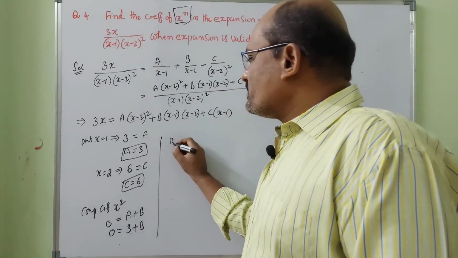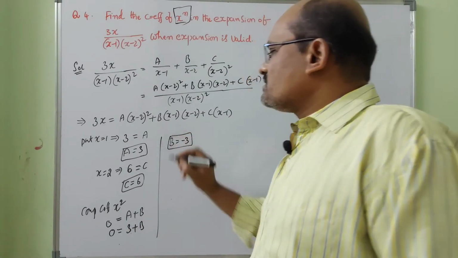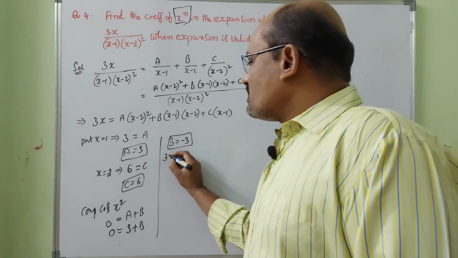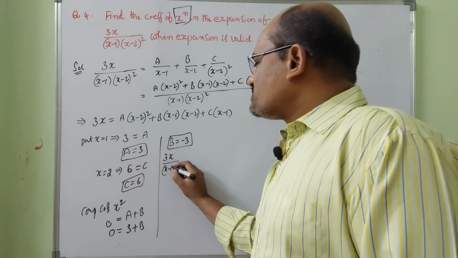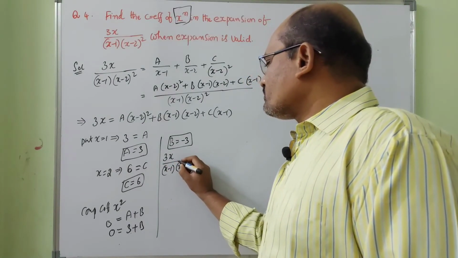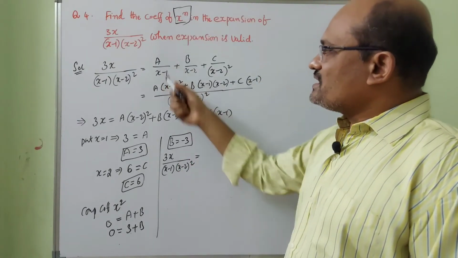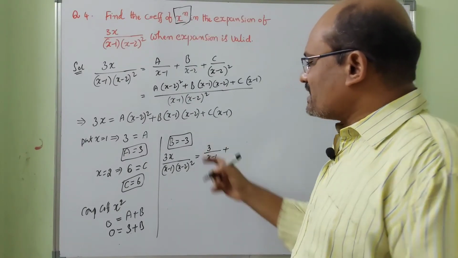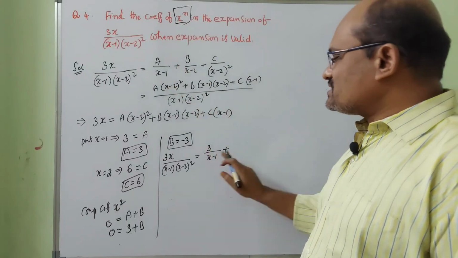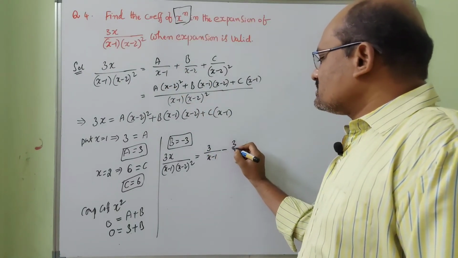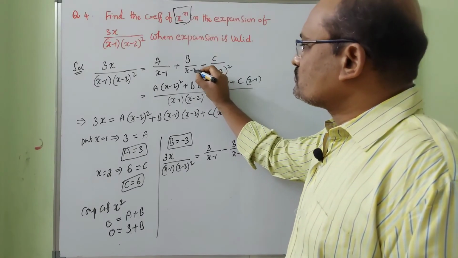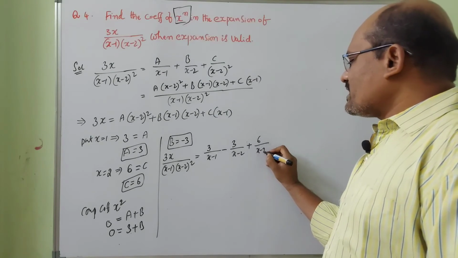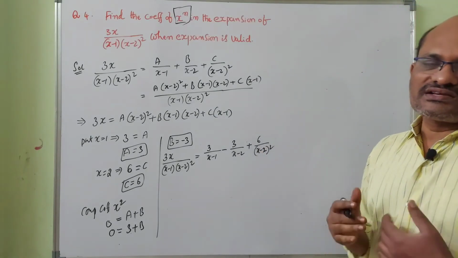3 plus b equal to 0 means b is equal to minus 3 you will get. So I got the values of a, b, c. Now I will write partial fractions of the given fraction. Substitute a, b, c here. A is 3, so 3 by x minus 1, plus b value is minus 3. Put minus 3 here. Plus into minus, minus, so minus 3 by x minus 2. Now put c here. C value is 6 here. 6 by x minus 2 whole square. I got the partial fractions.